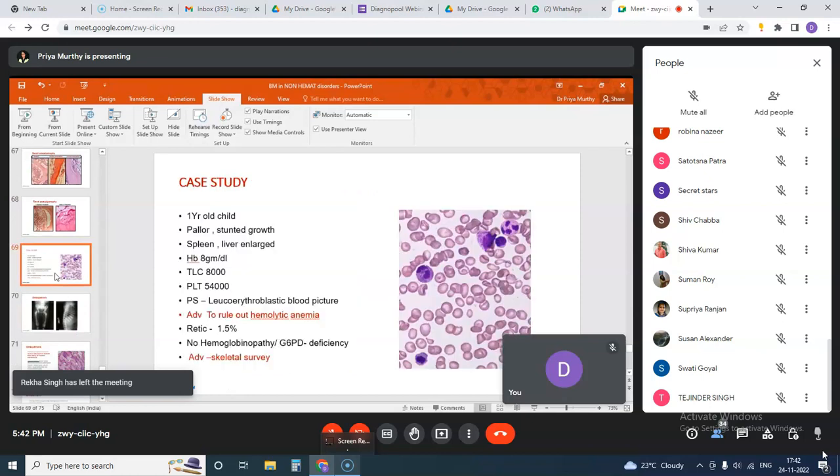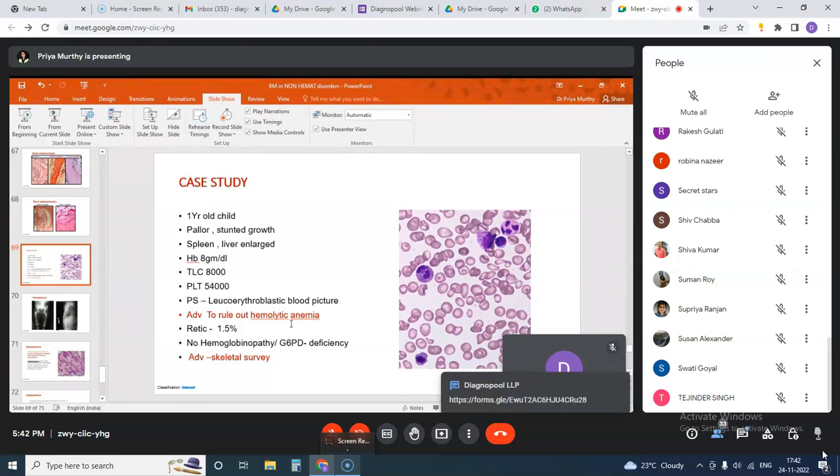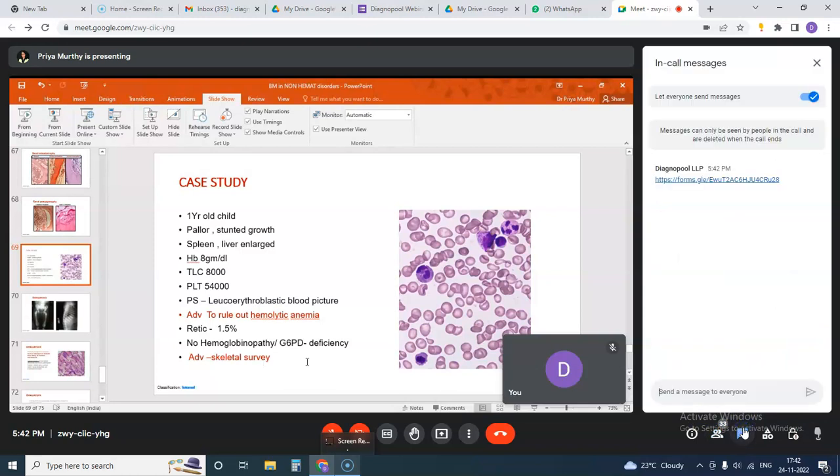Let's look at this case of a 1-year-old child. He had pallor and stunted growth and an enlarged liver and spleen. He had anemia and thrombocytopenia. Total count was normal. And when we looked at the peripheral smear, we saw some myeloblasts, normoblasts, and some teardrop cells as well. Here the teardrop cells. So a leukoerythroblastic blood picture. We thought it could be a hemolytic anemia. Retic count was advised, it was 1.5%. And when we did the HPLC, there was no hemoglobinopathy.